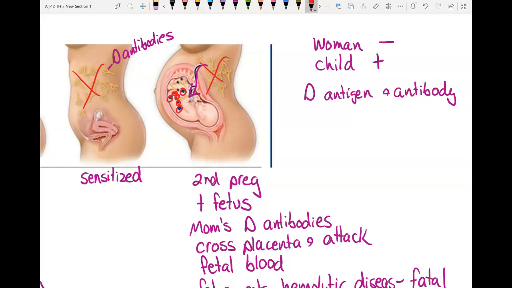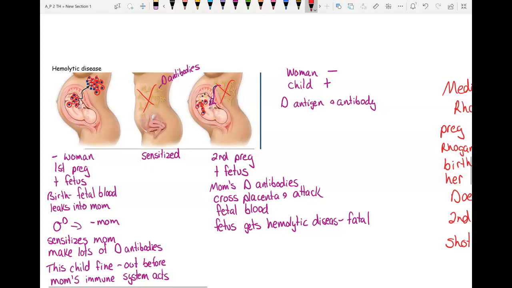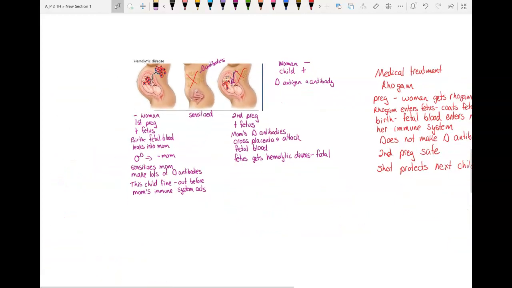So you just keep going on. Every pregnancy, you get that shot, and it's always to protect the next child, not the current one. The current one is born and out before the immune system has time to react.